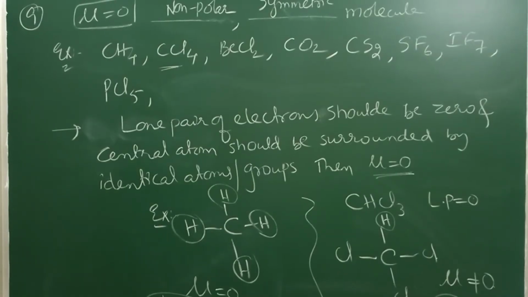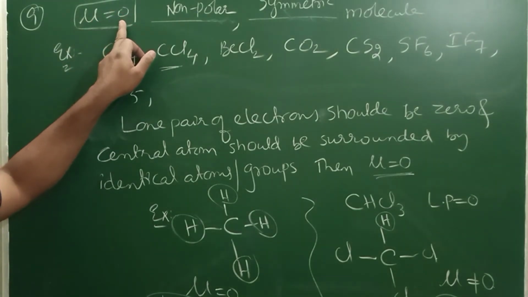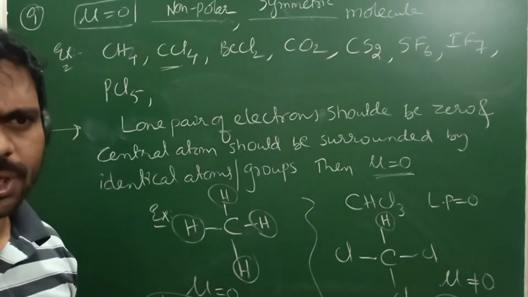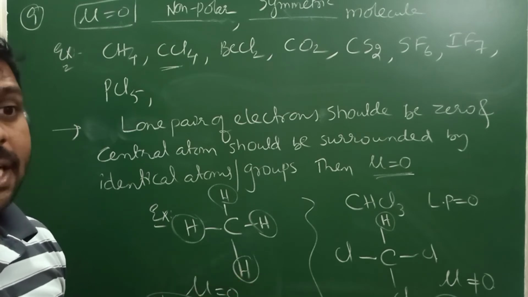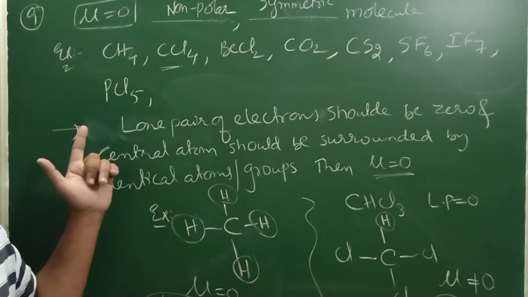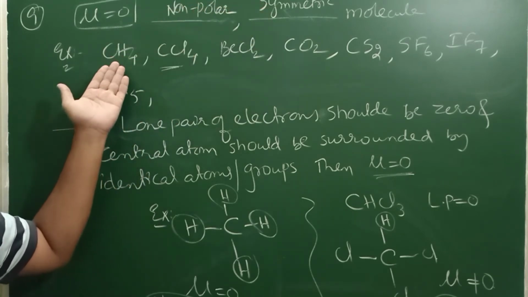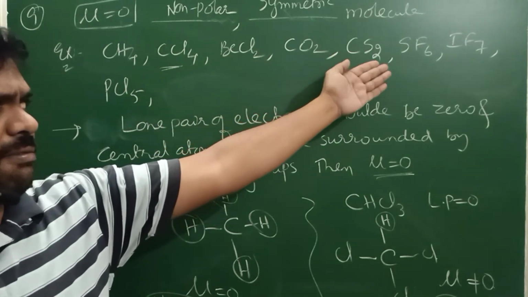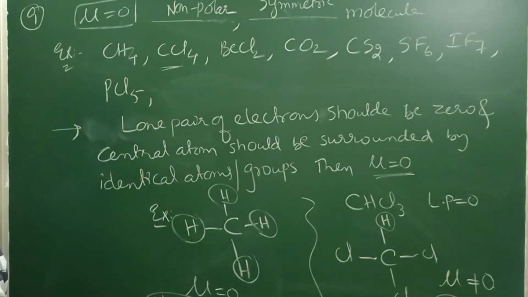Okay, students. Now, another condition is that if mu is equal to 0, meaning the dipole moment is equal to 0, then the molecule is non-polar and symmetric. Okay, you already know that one. We learned that if the dipole moment is present, the molecule is polar and unsymmetric. Here the dipole moment is not present, therefore it is non-polar and symmetric. Examples: CH4, methane, carbon tetrachloride, beryllium dichloride, carbon dioxide, carbon disulfide, sulfur hexafluoride, iodine heptafluoride. Next one is phosphorus pentachloride.